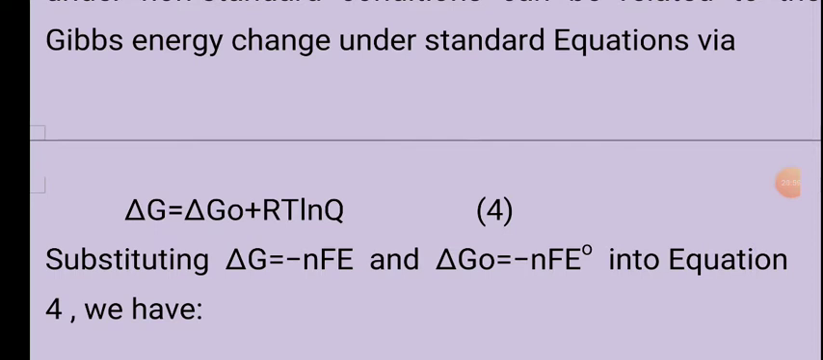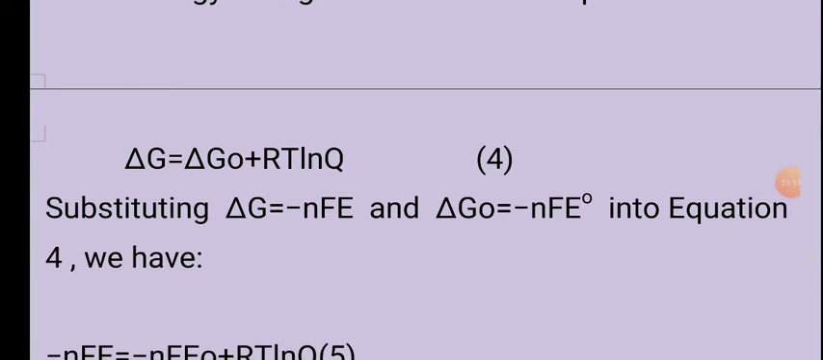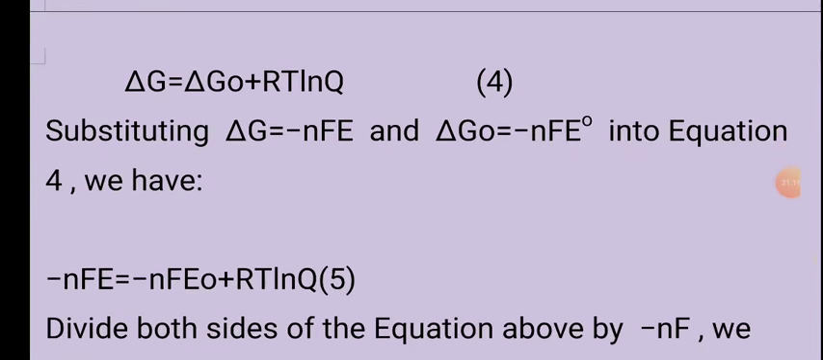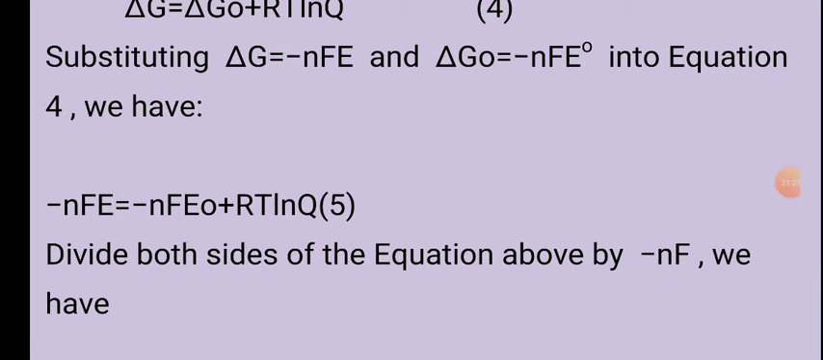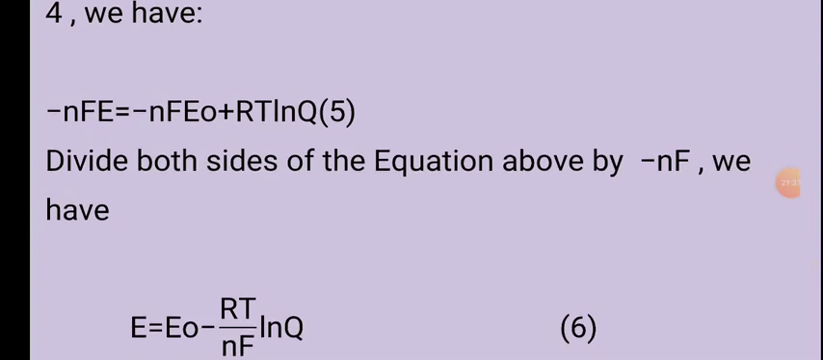So we can write for the Gibbs free energy, that is ΔG equal to ΔG0 plus RT ln Q. Q is the reaction quotient. Now substituting ΔG0 and the other terms, we can write minus nFE is equal to minus nFE0 plus RT ln Q. Here n is the number of electrons involved in the whole reaction, Q is the reaction quotient, and F is the Faraday.